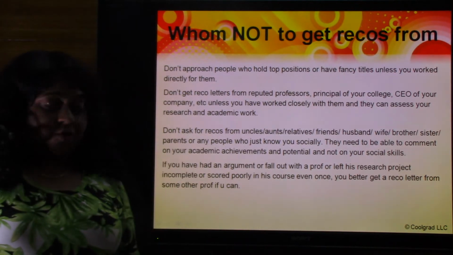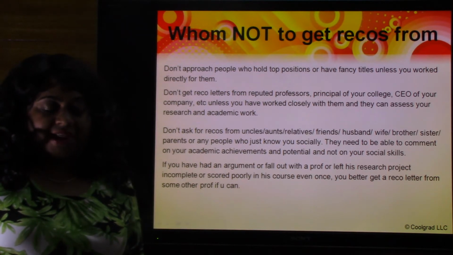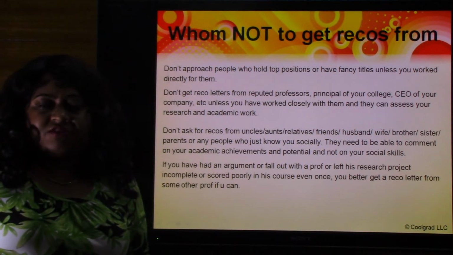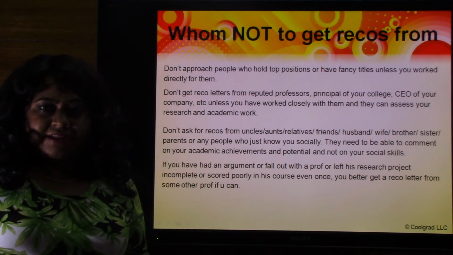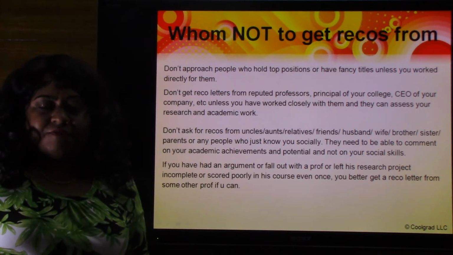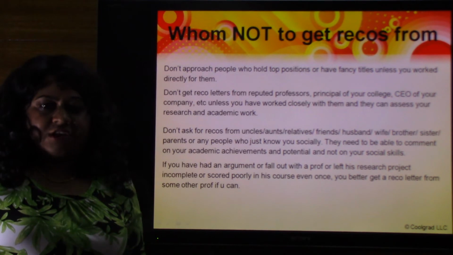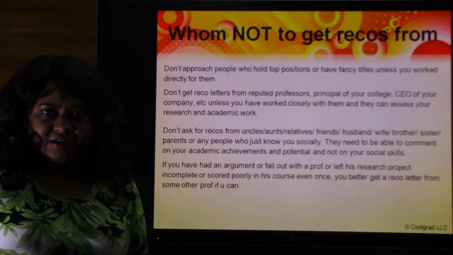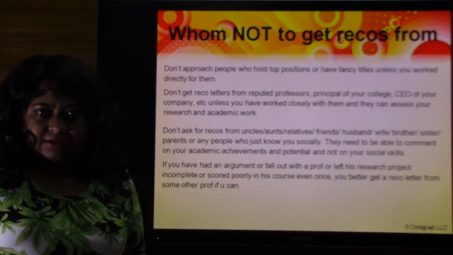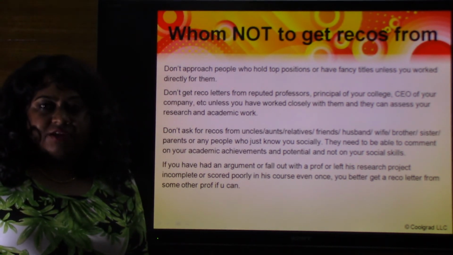So definitely don't ask for recommendation letters from your relatives and friends. There was a case where a candidate actually submitted a recommendation letter from her boyfriend because she thought he could assess her personality very well. But he wasn't qualified enough to assess her work, her academic performance, or her performance at the workplace. So don't ask for recommendation letters from your uncles, aunts, relatives, or your husband or children, whoever, regardless of how famous they are. They may know you socially, but they need to know you professionally. I have an uncle who's a really famous professor at a top-notch Ivy League university.